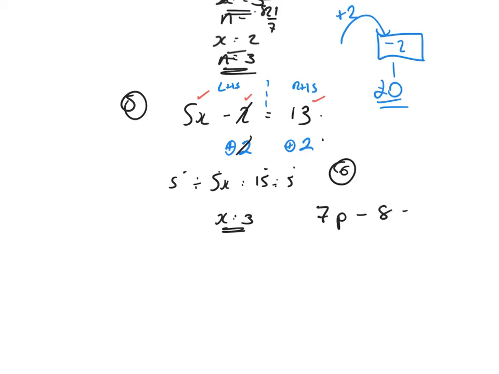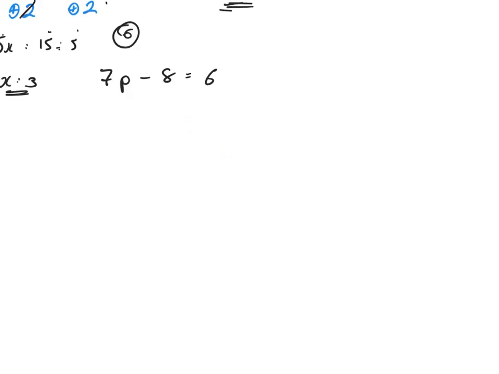7p minus 8 is equal to 6. Okay, letter terms to the left, number terms to the right. 7p is okay, 6 is okay. How am I going to get rid of minus 8? I'll need to add 8, but add 8 to both sides. They'll cancel out, and 7p will be equal to 6 plus 8, which is 14. To get 7p down to p, I'll need to divide both sides by 7. So p will be equal to 14 over 7, and p is equal to 2.